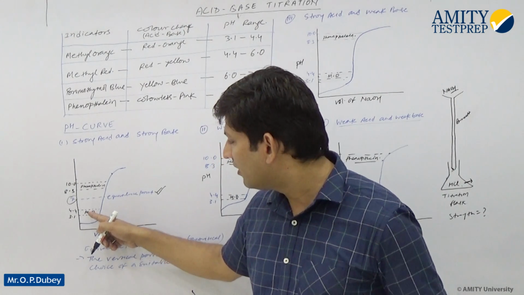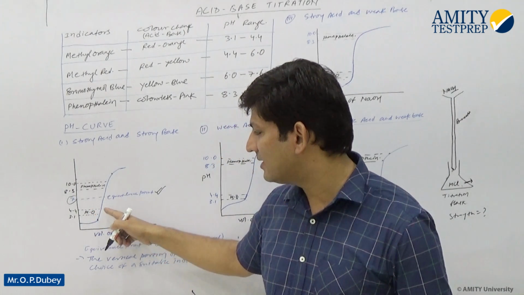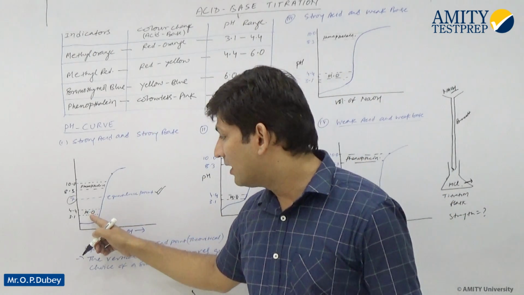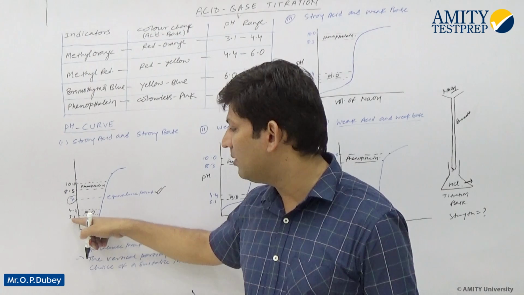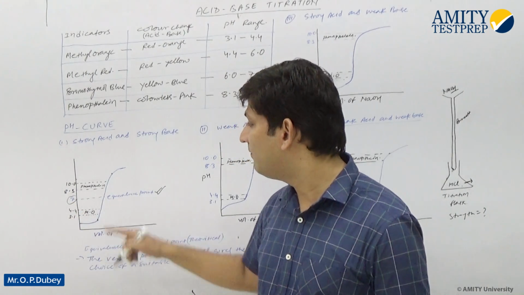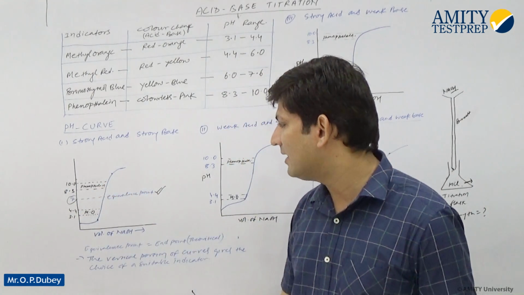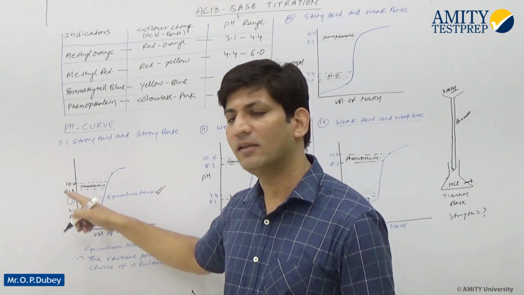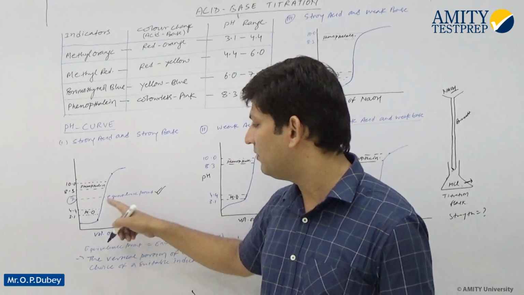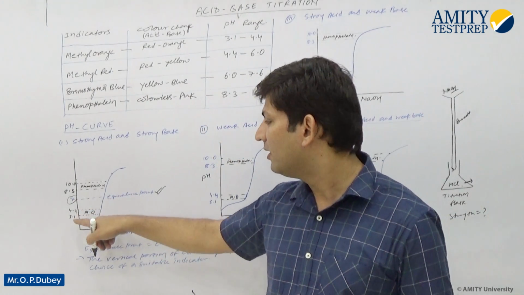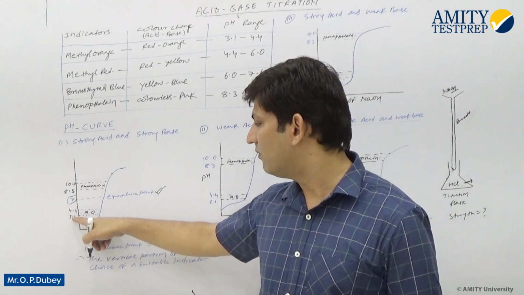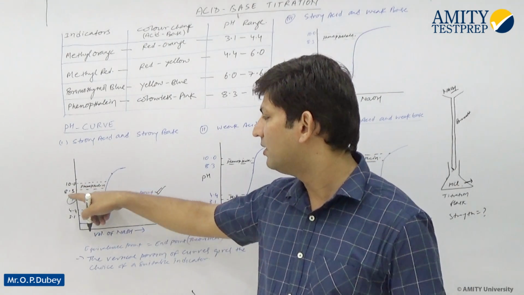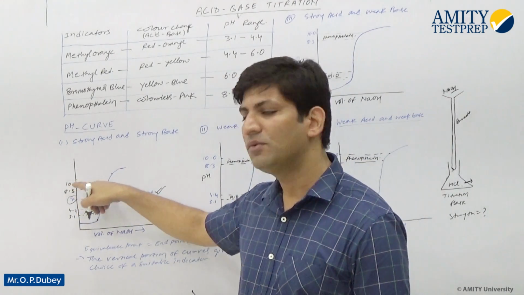In this case, if we use methyl orange as an indicator during the strong acid and strong base titration, the color change is shown at pH 3.1 to 4.4. And if you use phenolphthalein as an indicator, the color change is shown at pH 8.3 to 10. The equivalence point is exactly 7.